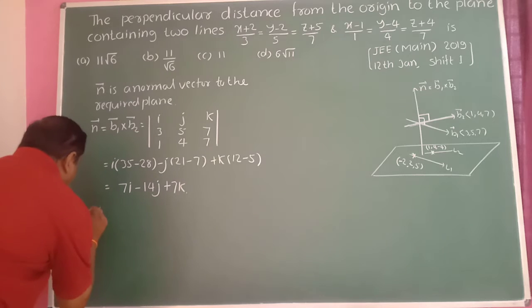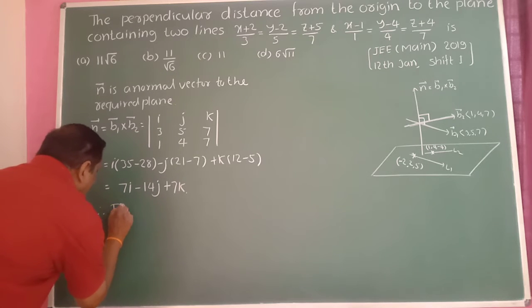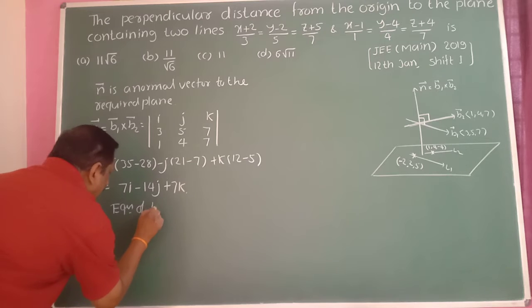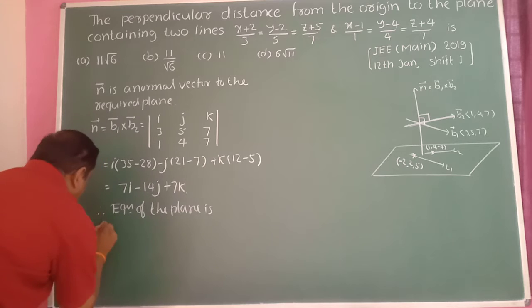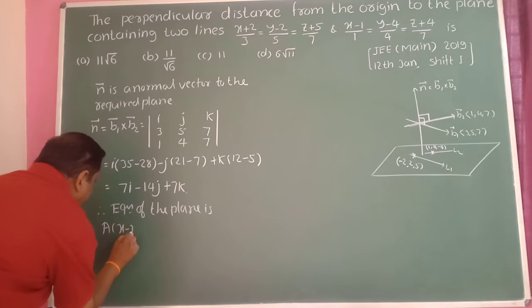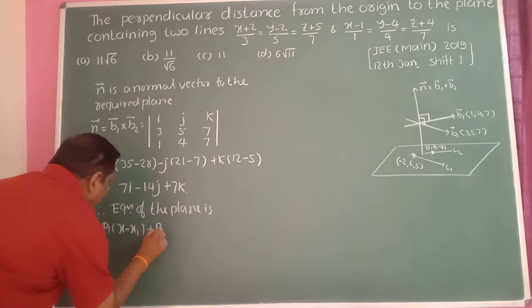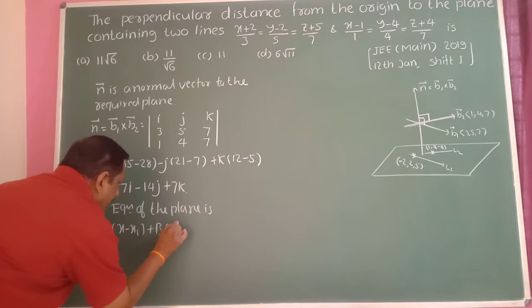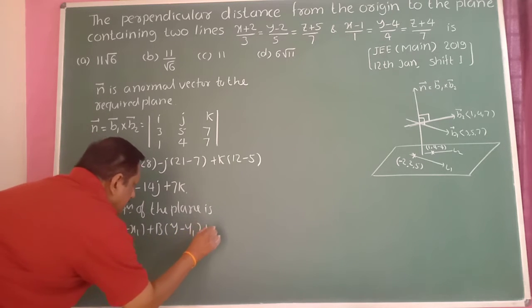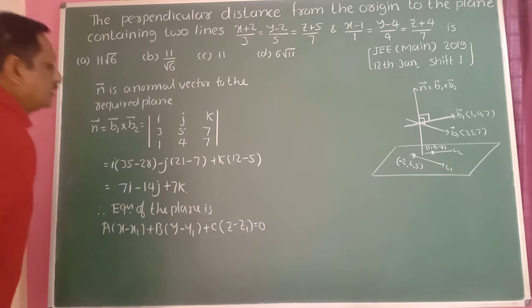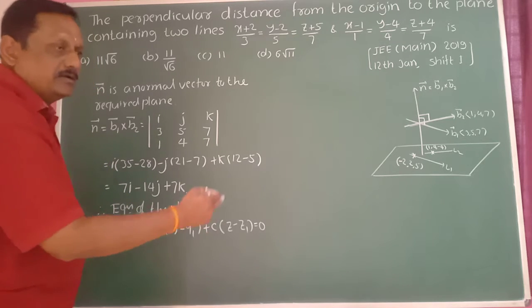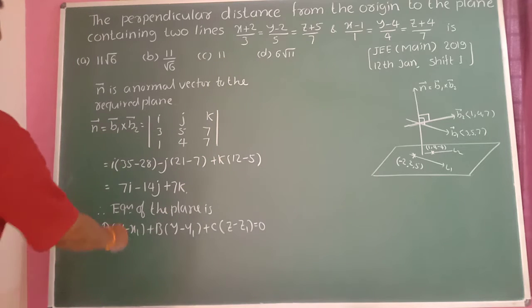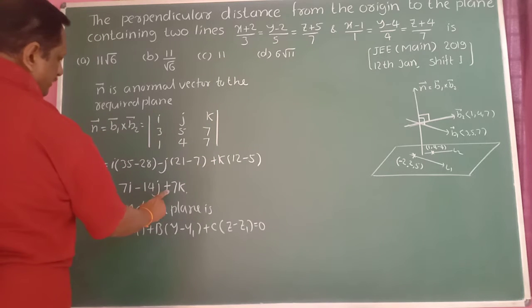Therefore, the equation of the plane is a into (x minus x1) plus b into (y minus y1) plus c into (z minus z1) equal to 0. We are using this formula. Here a, b and c are the direction ratios of the normal, which are 7, -14, 7.